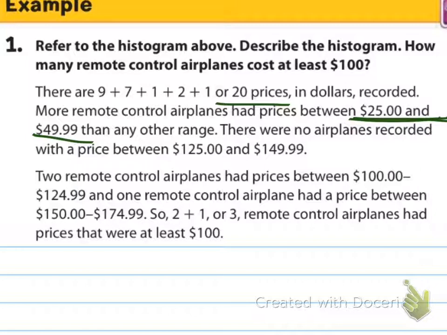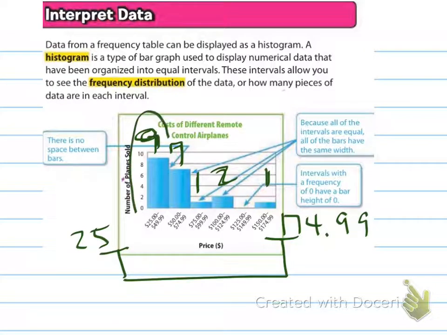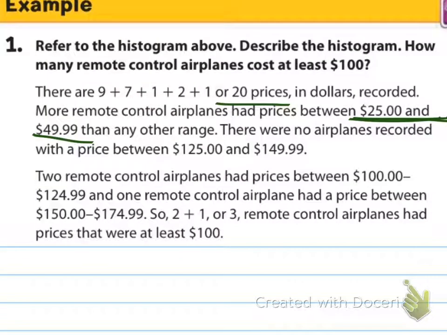And then it likes to say what the mode is. So the most often they cost between $25 and $49.99. And then maybe a good idea is to say where there's nothing recorded between that data, and say, okay, there's no airplanes recorded that cost between $125 and $149.99.